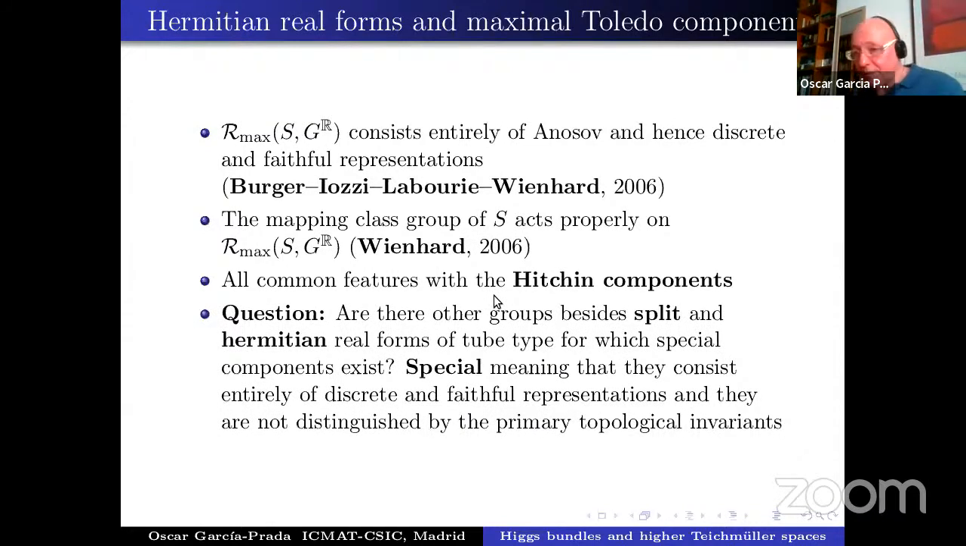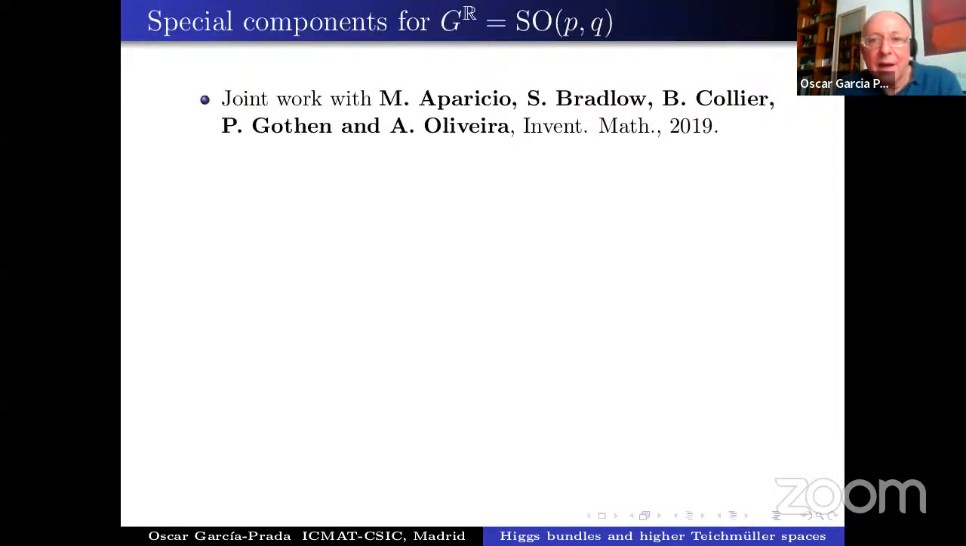And so the question that arises, around these years, after the case of split and Hermitian had been completely solved, was whether there are other groups besides these two classes of groups for which this phenomenon happened, for which there are these special components, these higher Teichmüller components. For a while, it was believed that these were the only classes of groups.